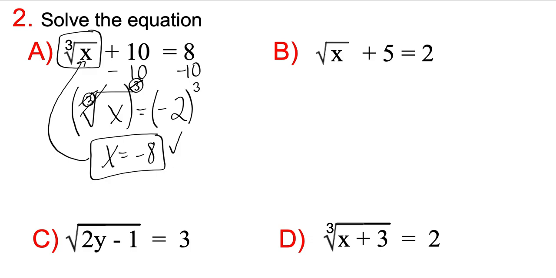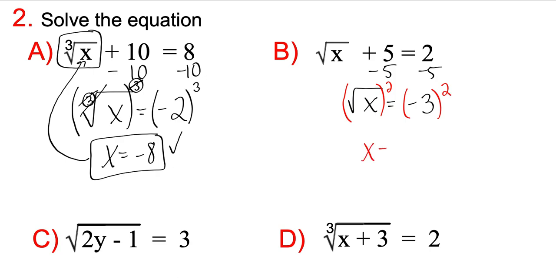All right, so for B here, you should have subtracted the 5 from both sides. So 2 minus 5 is a negative 3. And then here what you probably did is you went like this, because this is what we've been doing. You square both sides, and you're like, okay, x equals 9. Negative 3 times a negative 3 is a 9, and you had that for an answer.